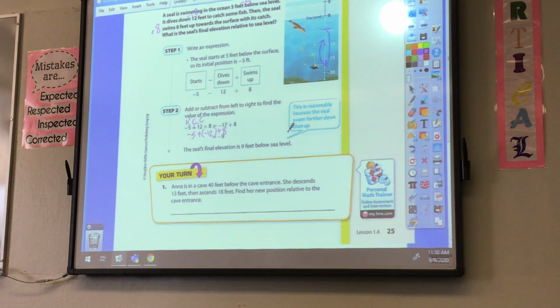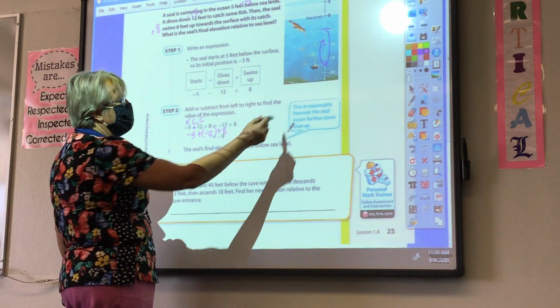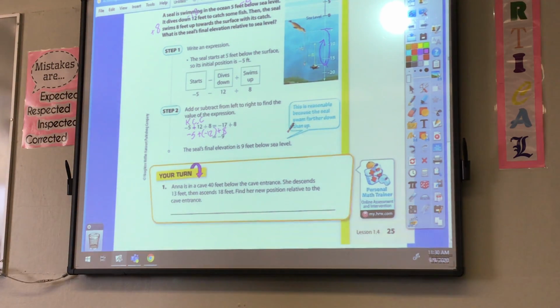So then the last question here, the seal's final elevation is 9 feet below. This is reasonable because the seal swam down more than it swam up. Right? So it started at negative 5, it ended at negative 9 because it went down more than it went up. It went down 12, it only went up 8. All right? So questions on that? Because now we're going to try one ourselves.